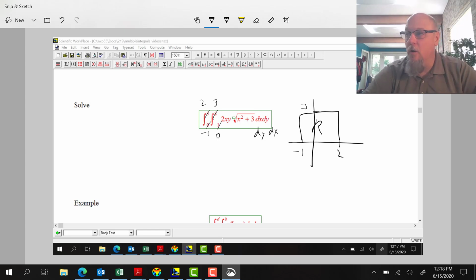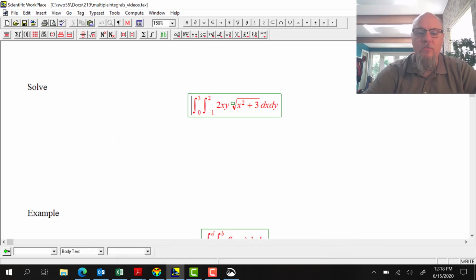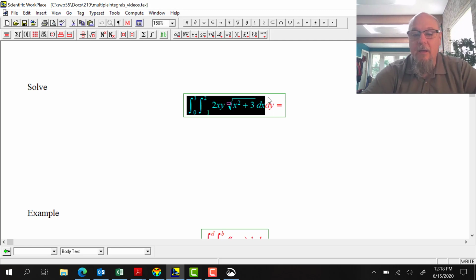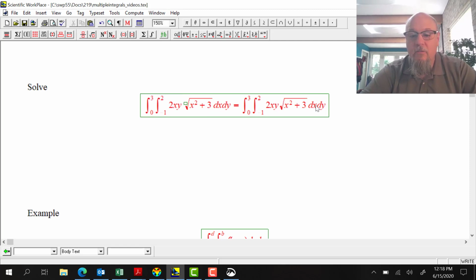In the next video, we're going to start to look at regions that are not rectangular, and then I've got to be a little bit more careful. But so far, this is fine. So I can switch this if I want, and I do, to be dy dx, and we saw that that's just switching the 2, 3, -1 and 0.